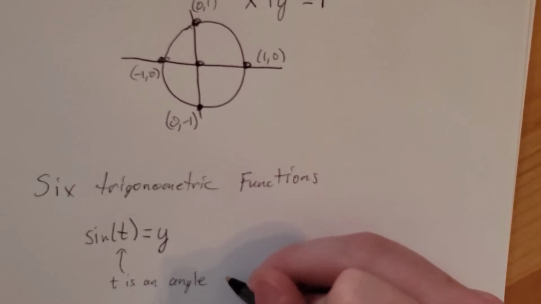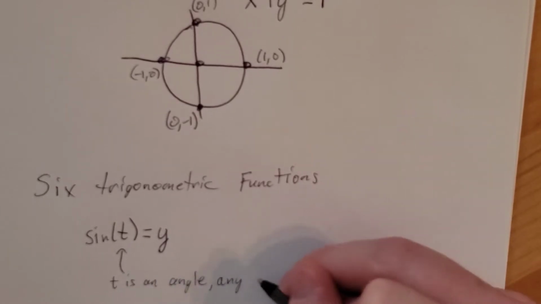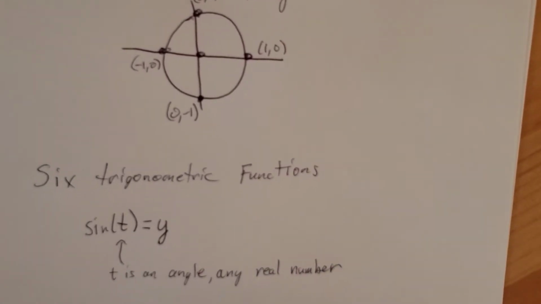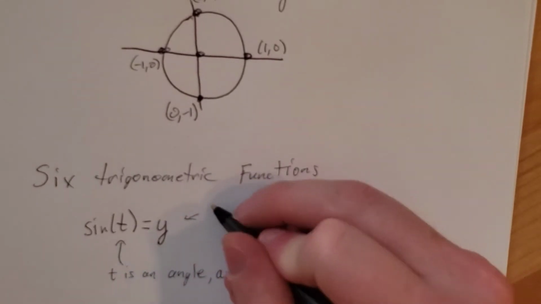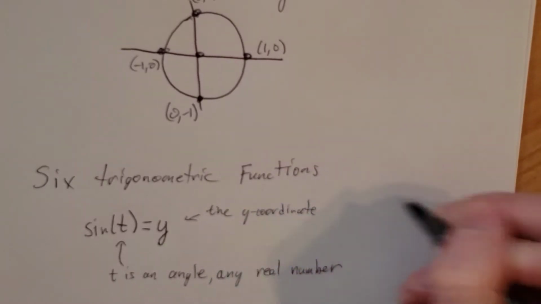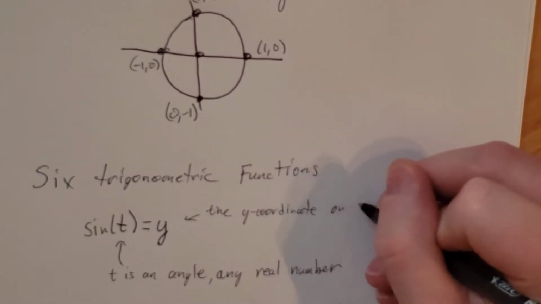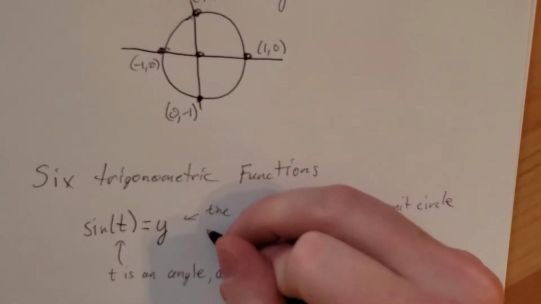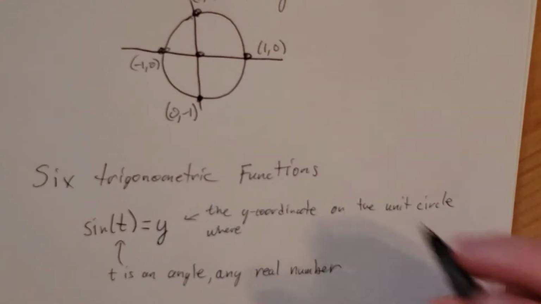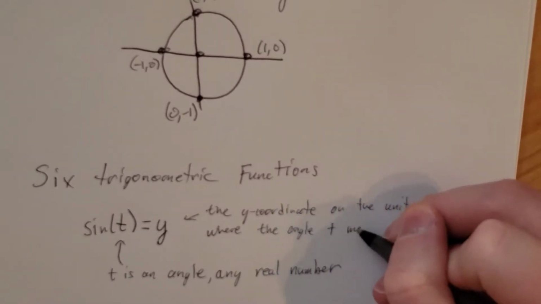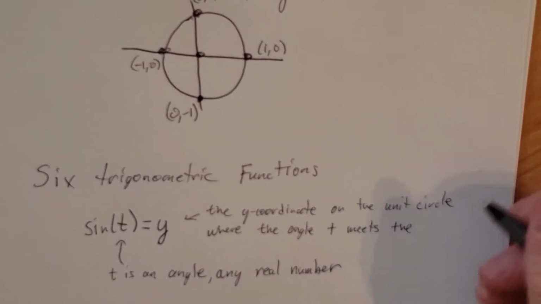And what is an angle? Well, that can be any real number. All right. And what is y? Y is the y-coordinate on the unit circle where the angle t meets the unit circle.